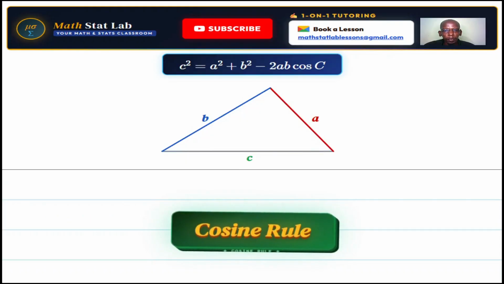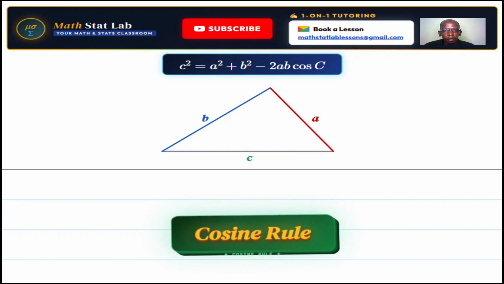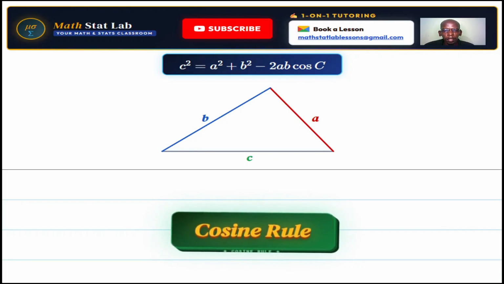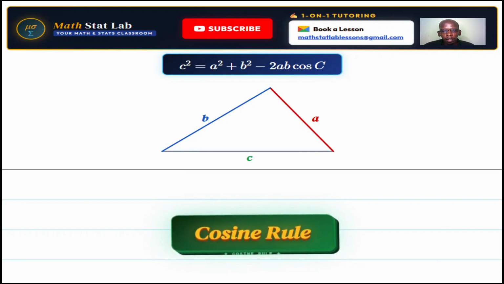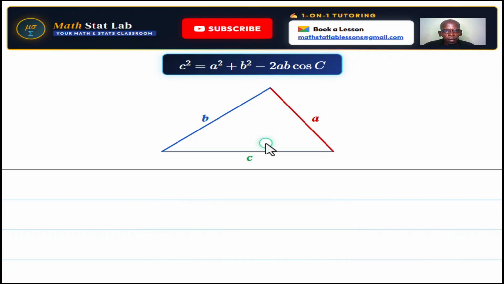In this lesson, we are going to learn about the cosine rule and how we can use it to find missing sides and missing angles of a given triangle. Before we start applying the rule, let me show you some basics about it.